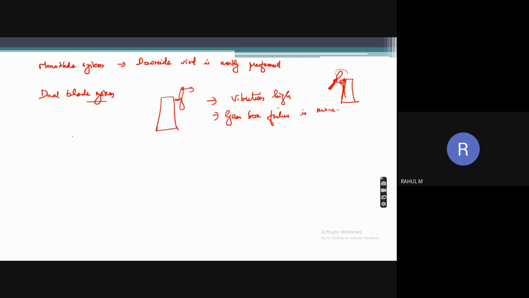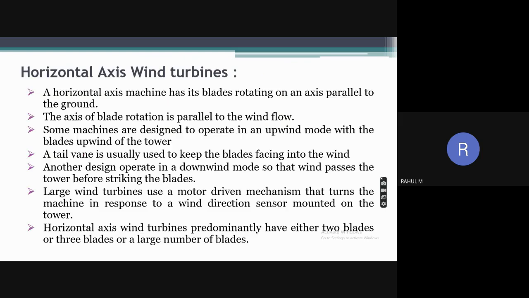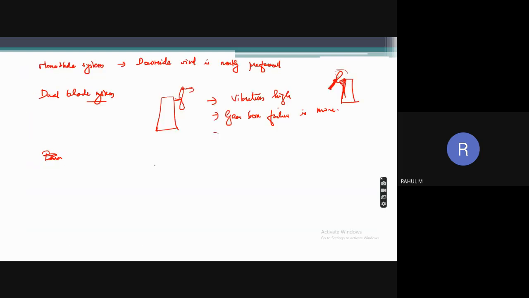And the third one is the tri-axis, the three blade system. Something like this, you have three blades attached to this one, just like a normal fan. In this case there is no vibrational instability; it is more stable compared to the two blade system. So two blade systems are normally not used. Normally three or multiple blade systems are used.